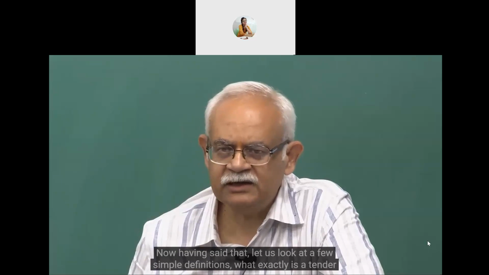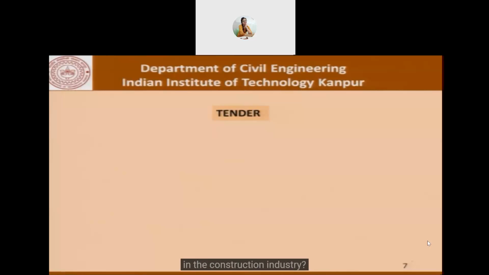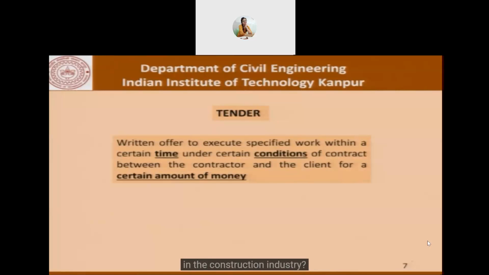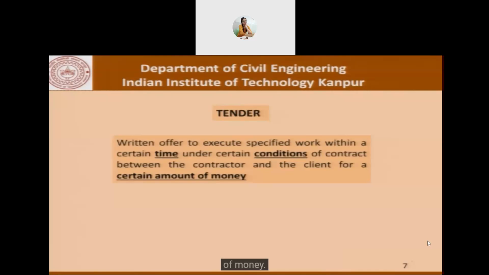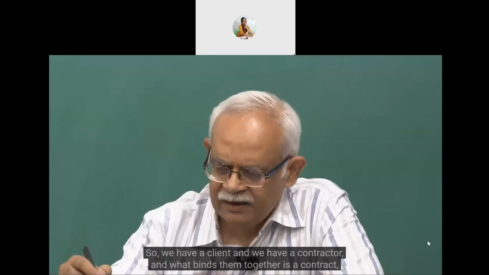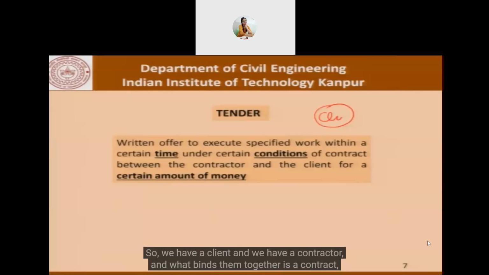What exactly is a tender in the construction industry? This really is a written offer to execute a specified work within a certain time, under certain conditions of contract between the contractor and the client for a certain amount of money. So we have a client and we have a contractor, and what binds them together is a contract.